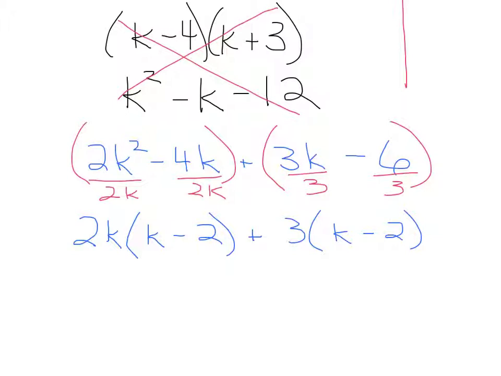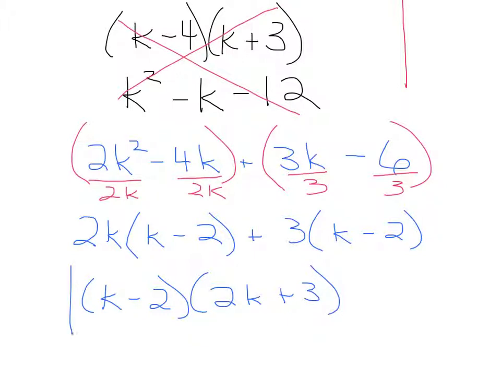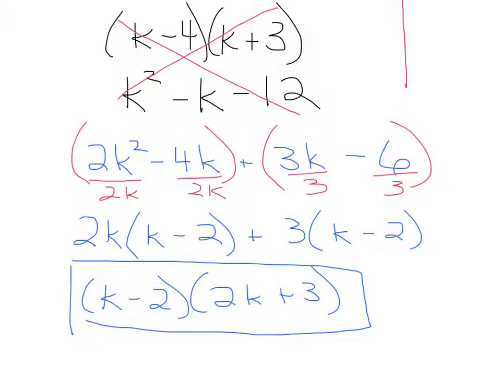So stand back and look at this expression now, and you'll see that k minus 2 is common. It's a common factor to both of these. So we can pull it out, k minus 2, and then we write multiplied to that is what's left. And then we're done. That's the last step.